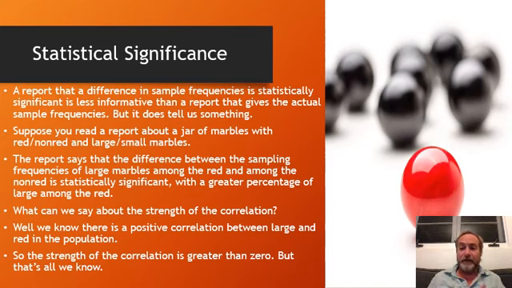What could you say about the strength of the correlation? You don't have the sample frequencies, so you can't take the difference. We know that there's a positive correlation between large and red in the population. That was implied by them saying it was statistically significant. We know the strength of the correlation is greater than zero, but that's it. That's all we know if we don't have the sample frequencies.